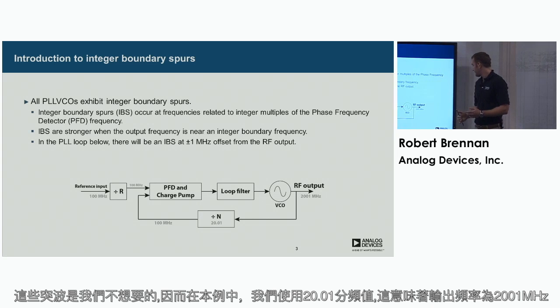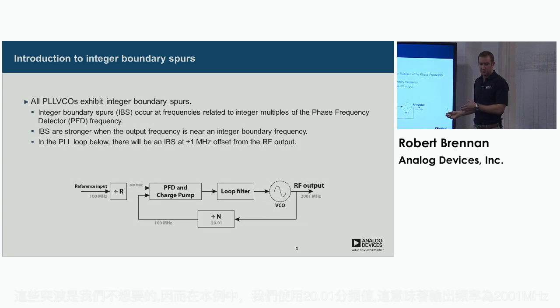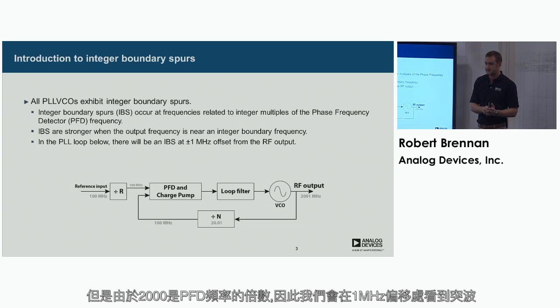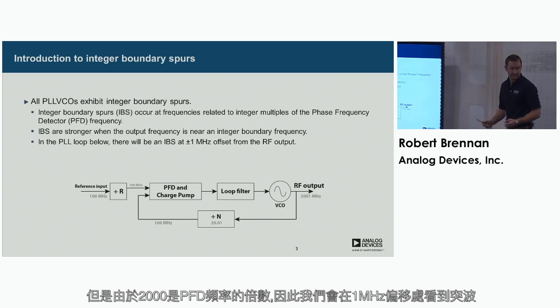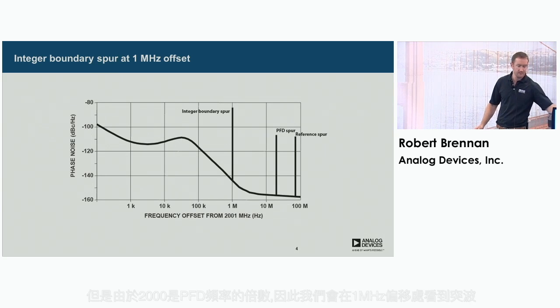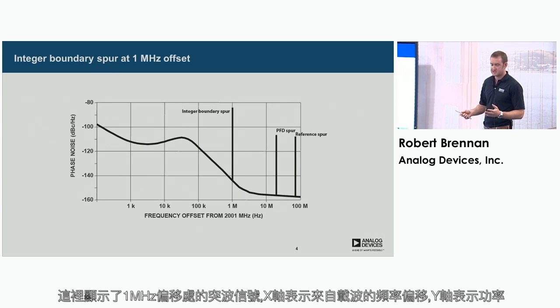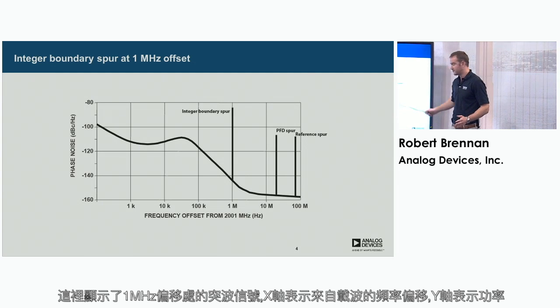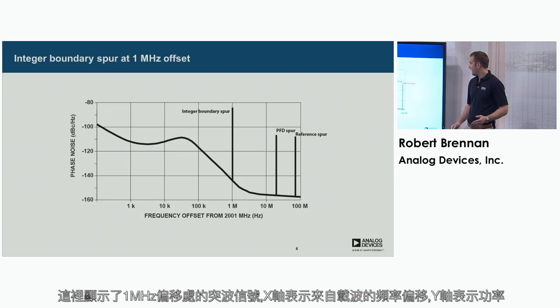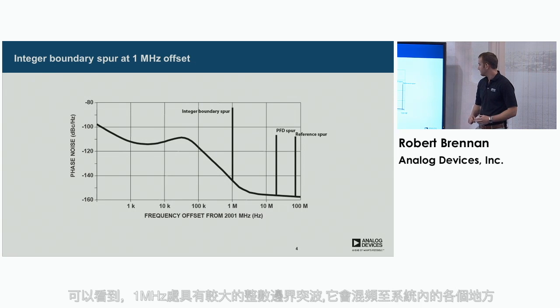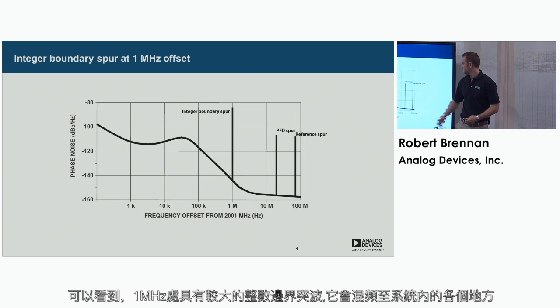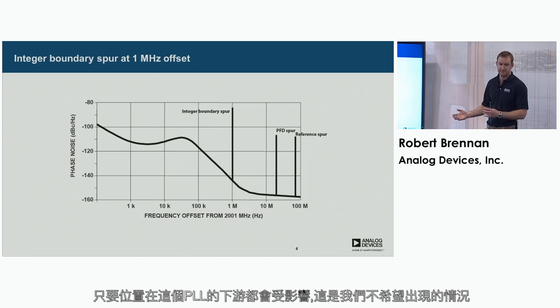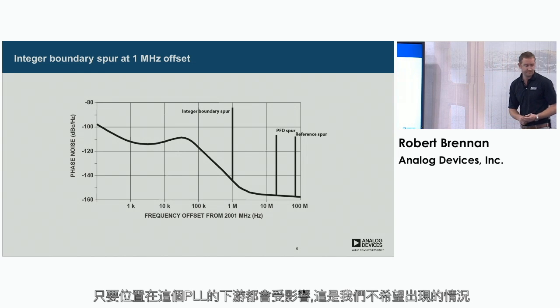So that means that our output frequency is 2001 megahertz, but because 2000 is a multiple of the PFD frequency, we're going to see a spur at a 1 megahertz offset. So this is showing a spur at a 1 megahertz offset. Here on the x-axis is your frequency offset from your carrier, and the y-axis is power. And we can see that 1 megahertz out, we have this large integer boundary spur, and that's going to be mixing with everything in our system, everything downstream from the PLL, and we don't want that.